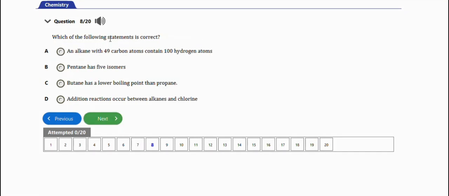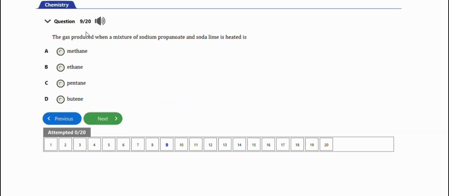The next question says which of the following statements is correct? An alkane with 49 carbon atoms contains 100 hydrogen atoms. Pentane has 5 isomers, no. Butane has a lower boiling point than propane, no. Addition reactions occur between alkanes and chlorine, no. So the right answer is option A. An alkane with 49 carbon atoms contains 100 hydrogen atoms. Yes, that's correct.